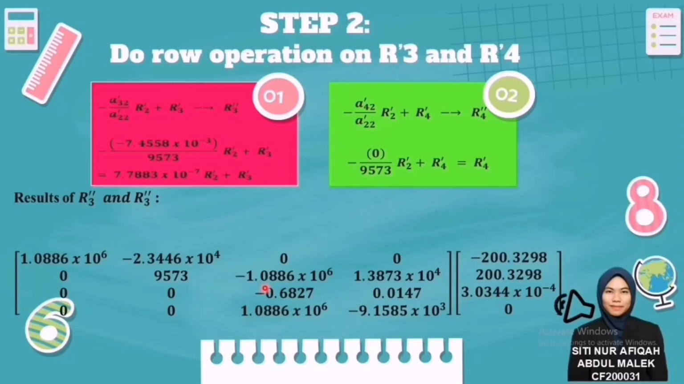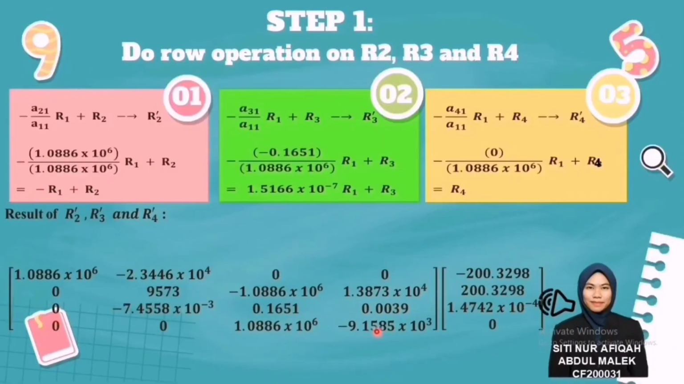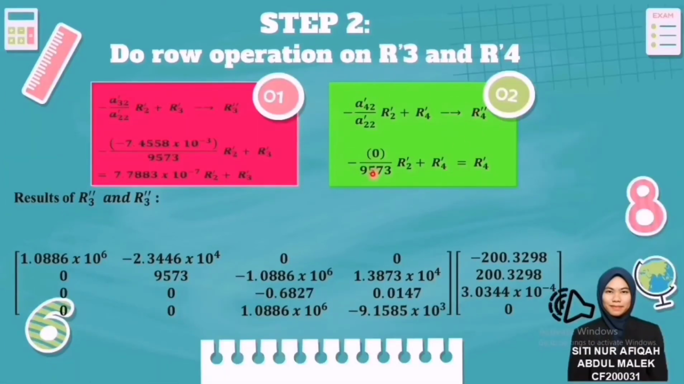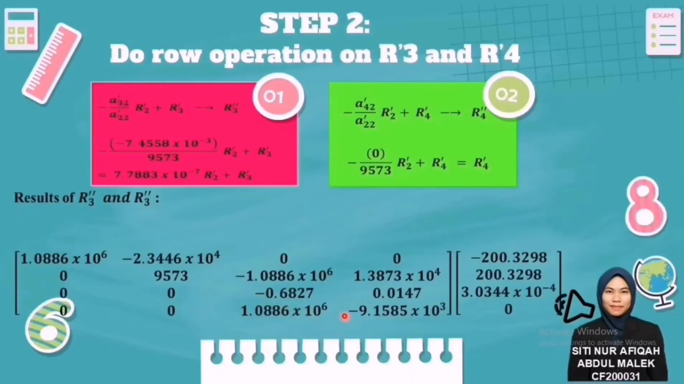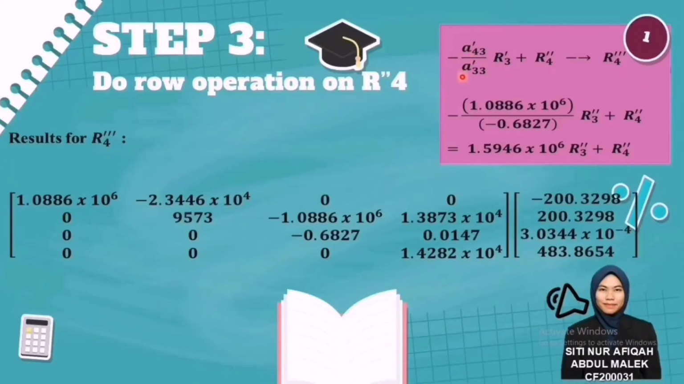And next, we will do the row operation on the 4th row, but this over here is already 0, so we can skip this step and move to the next step. So the last step, we will do row operation to make this place over here become 0. The formula we use is negative A prime 43 divided by A prime 33 times R prime 3 plus R 4.